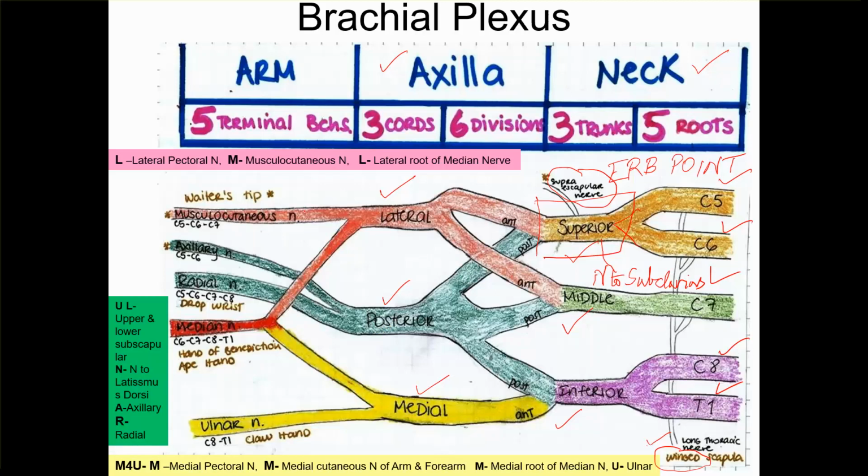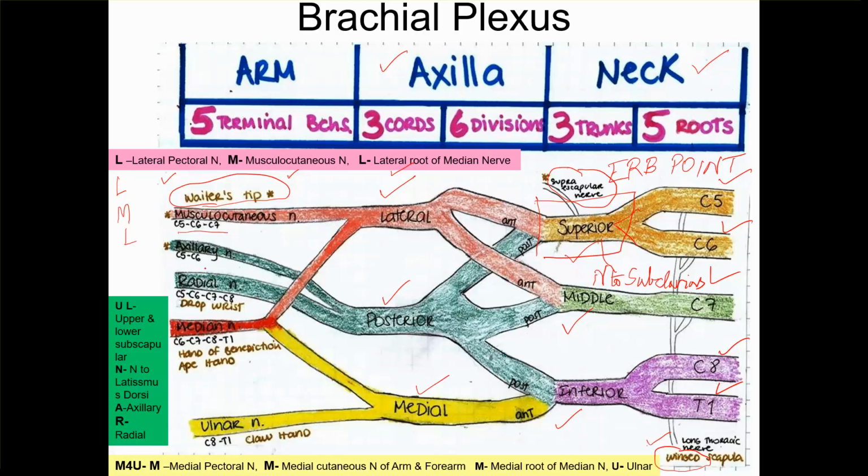Now the lateral cord gives 3 nerves, with the mnemonic LML: the lateral pectoral nerve, the musculocutaneous nerve and the lateral root of median nerve. The musculocutaneous nerve, if it is injured, causes Popeye's sign. It receives innervation from C5, C6 and C7.